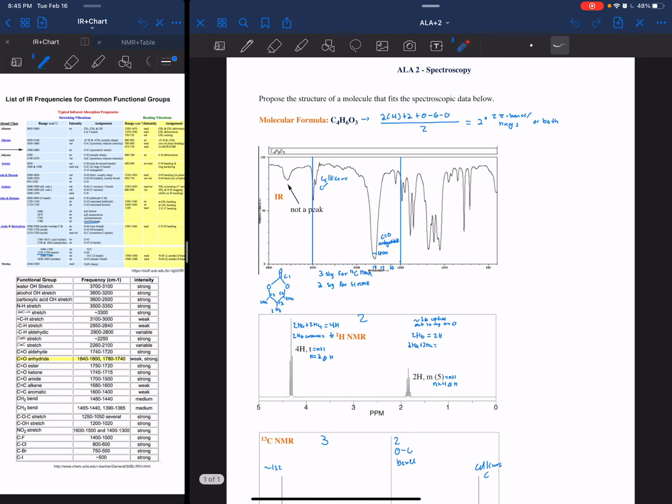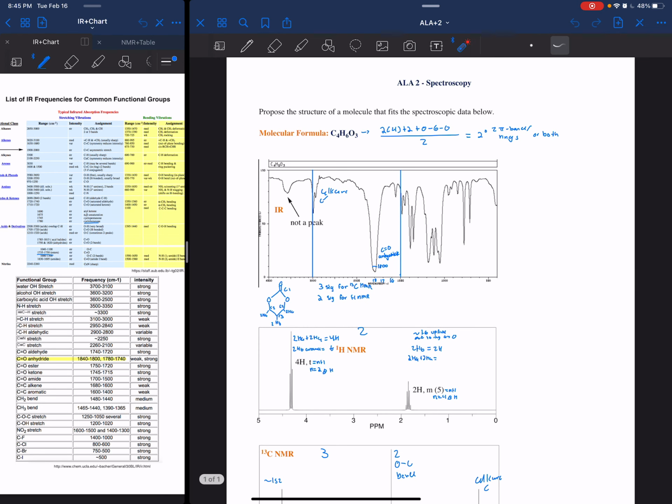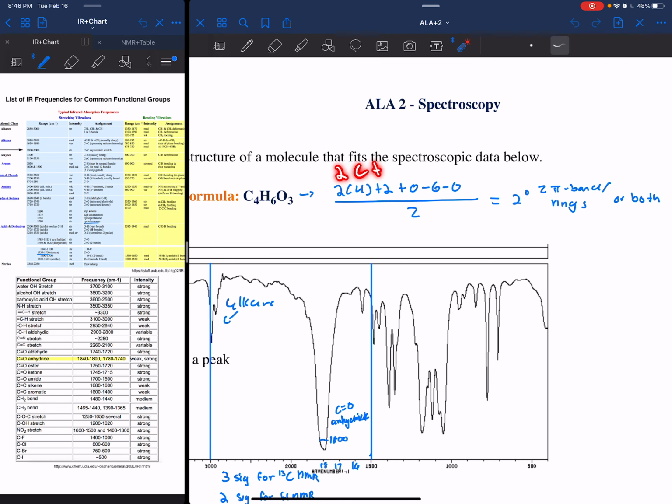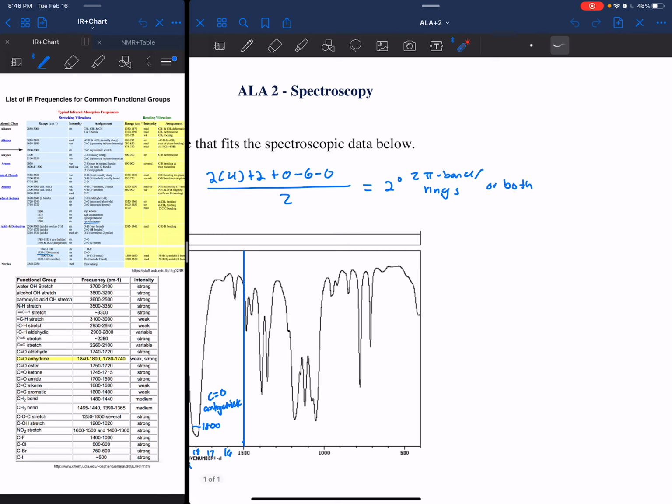On ALA2, we are dealing with the IR spectra, the HNMR, and the CNMR. To begin with this problem, I saw that we had a molecular formula, and every time I see a molecular formula, I always calculate the degrees of unsaturation. The equation for that is 2 times your carbon plus 2 plus your nitrogens minus your hydrogens minus any halogen. That's where I get this. Calculating all of this, we ended up getting 2 degrees of unsaturation. Those degrees could be used up as 2 pi bonds or 2 rings, or 1 pi bond and 1 ring.